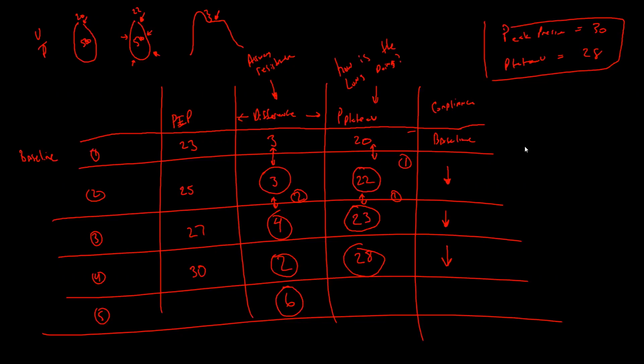Okay, and that's because the pressure in your equation is on the bottom. So if I have 1 over 1, that equals 1. If I have 1 over 2, it equals 0.5. It's getting smaller as the bottom number gets bigger. So as this bottom number, this plateau pressure, gets bigger, the compliance goes down.